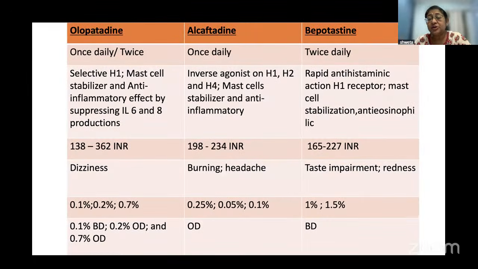Now, as I said, we really do not have a study to tell us which of these is better than the other. They all have dual action, acting on both histamine receptors and mast cells, and they also have some anti-inflammatory component. They can cause some amount of burning and dizziness. Bepotastine does sometimes cause some amount of taste impairment also, but not in all patients. Varied concentrations are available. It's always better to start with the lowest and then step up if you feel that the patient is not responding to it, and also increase the frequency if required.